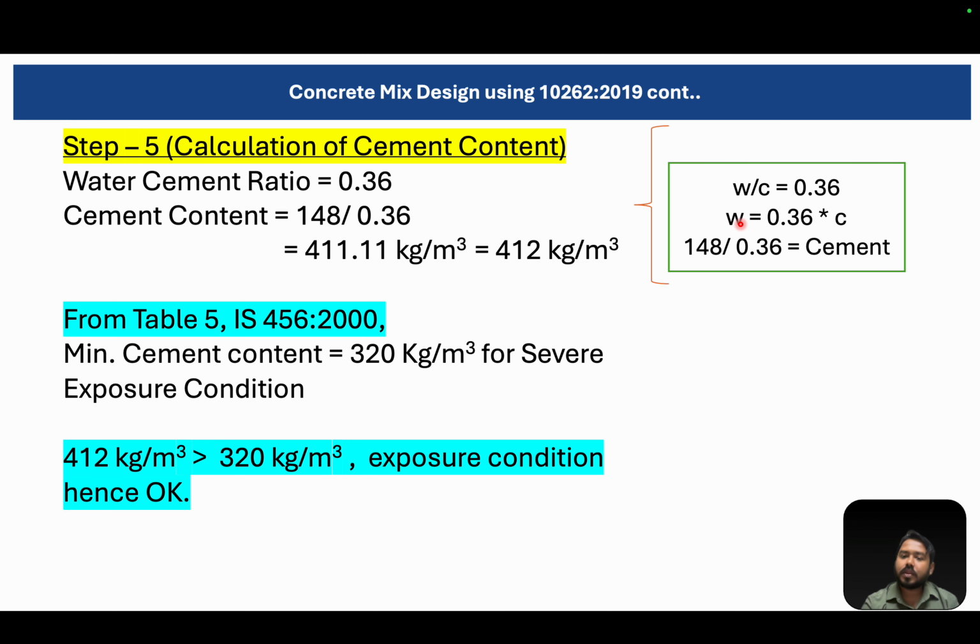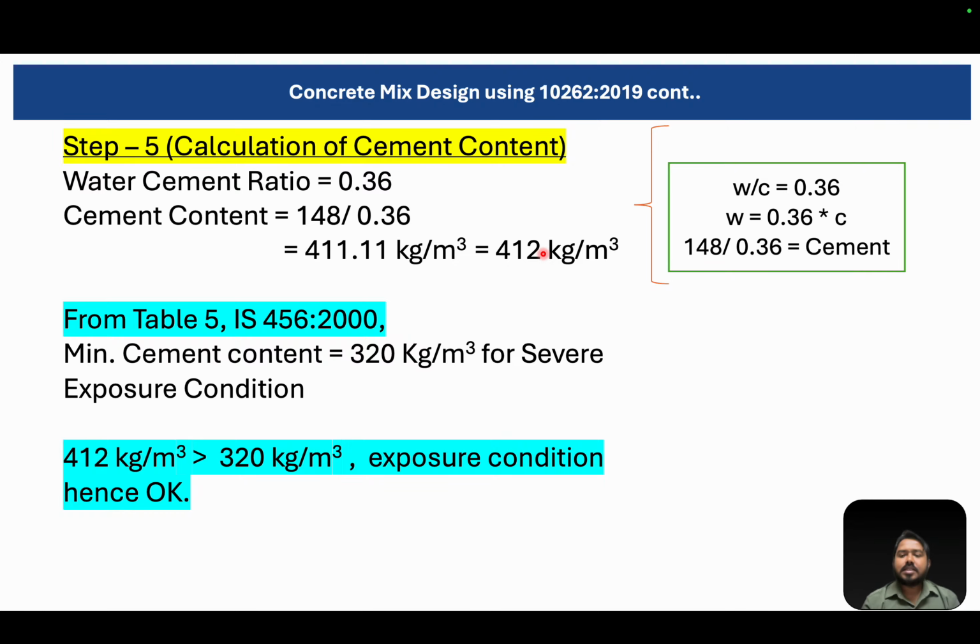So what will you do? Water, you have already calculated, is 148 kg. So 148, if you divide by this 0.36, you will get the cement content. So 148 divided by 0.36 gives the cement content. Same thing, I am getting my cement content as 412 kg per meter cube. So my cement content I have got.